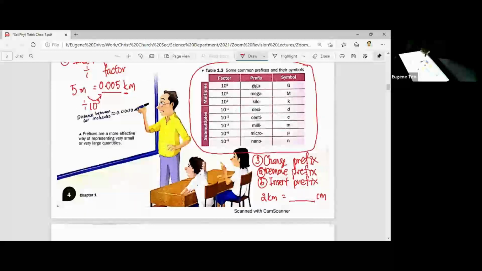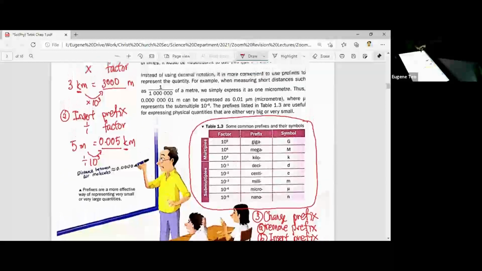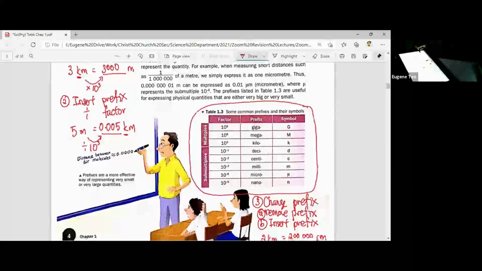So how do we go about doing this? First thing, let's remove the prefix. To remove kilo, I need to multiply by 10 to the power 3. If I do that, I get 2000 meters because I removed kilo. Now, to insert centi, I'm going to divide by 10 to the power minus 2. If you press your calculator carefully, you're going to get 200,000 centimeters. So in terms of removing, inserting and changing prefixes, these are some of the important concepts in this chapter that you need to know.